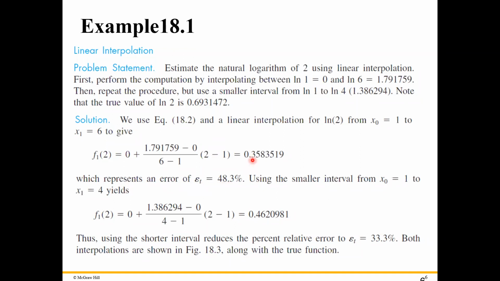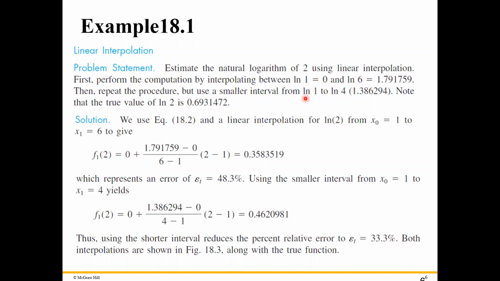If we take the difference, 0.69 minus 0.35, divided by 0.69 times 100, this true error will be 48.3%. That means by this approach, the interpolated value we have found is 48.3% different from the true value. But in this case, the interval which we took is from 1 to 6.